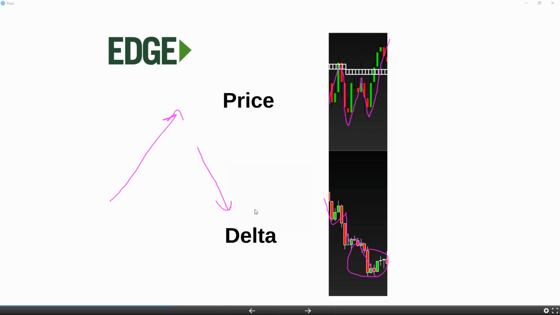So for instance, erase those drawings. You see this consolidation in the delta between buyers and sellers, and you see how a lot of sellers come in right here and fires it lower. This is a chart of what the delta is. See how it fires it lower right there? Well, then come and look at price at the same time. While it comes lower, it doesn't breach its previous low.